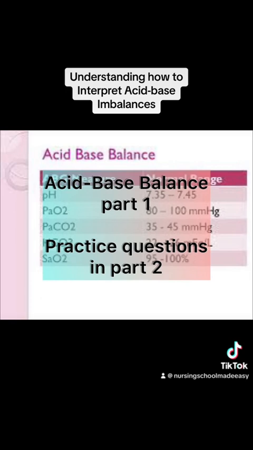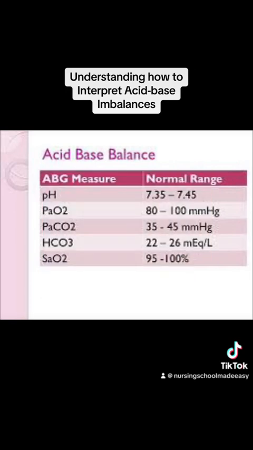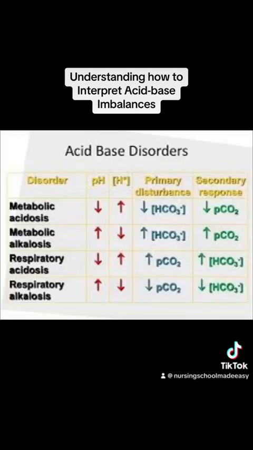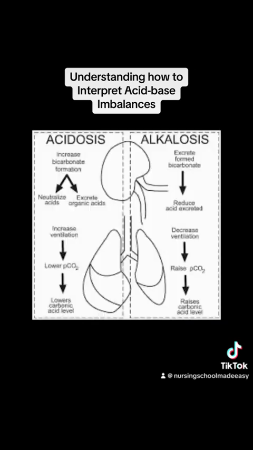If the acid levels in your blood is too high, it's acidosis. If it's too low, then it's called alkalosis. There are 4 acid-base disorders that you must know. They are metabolic acidosis, respiratory acidosis, metabolic alkalosis, and respiratory alkalosis.